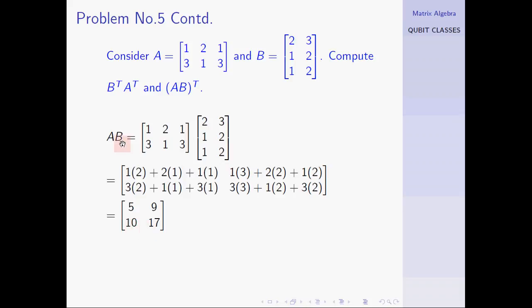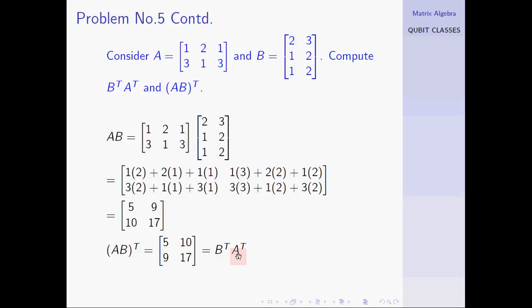Now I have obtained AB, but what is asked is transpose of that matrix AB. So I will interchange its rows and columns. So 5 and 9 will go in the first column. 10 and 17 will go in the second column. So this will be B transpose into A transpose.